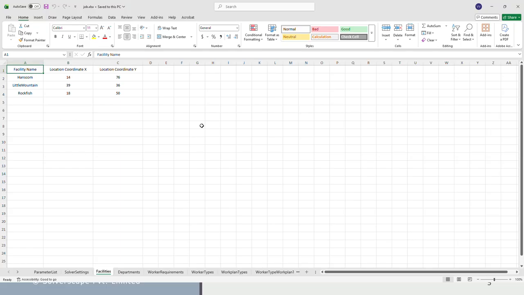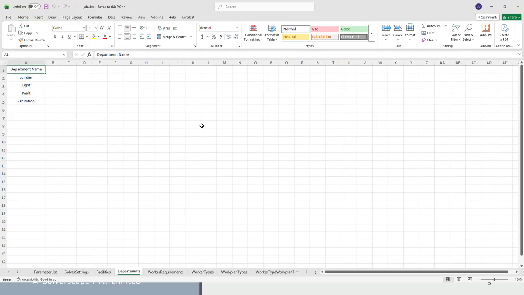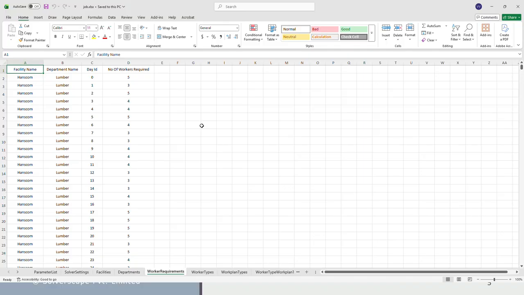Then we have the set of facilities here. We have 3 facilities and we provide the latitude and longitude for these facilities. Then we have the set of departments. This is just a toy problem. We just have 4 departments here. Then we have the worker requirements for each facility, department and day combination.